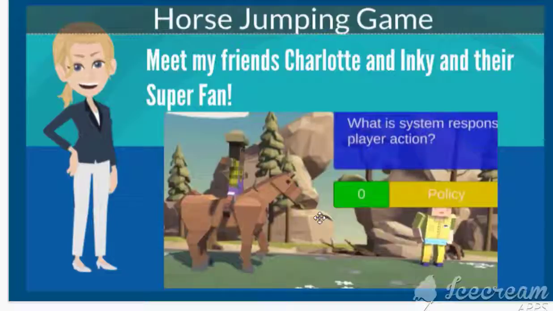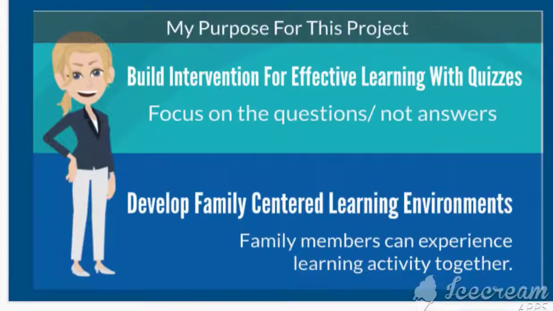It's actually a learning game that I've created in 3D Unity with 3D Unity coding. So what you're going to do in this game is meet my friends Charlotte the rider, Inky the horse, and their super fan. Now, the purpose that I had for this project was twofold.